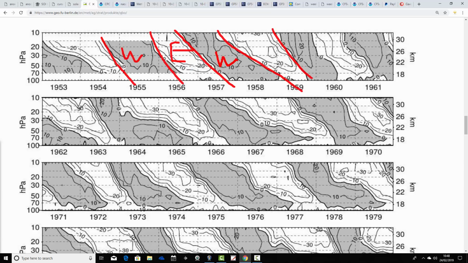Then another westerly QBO just there from mid-1957 to late 1958. And then another easterly QBO from late 1958 into most of 1959. And so that's how we go along with the QBO. It's a very regular waxing and waning of the zonal westerlies.